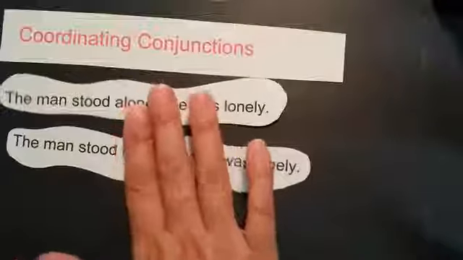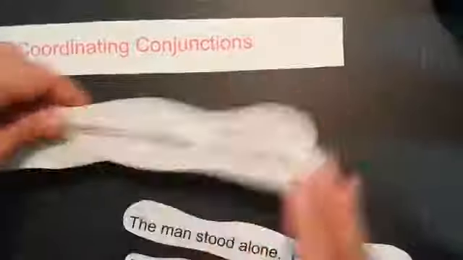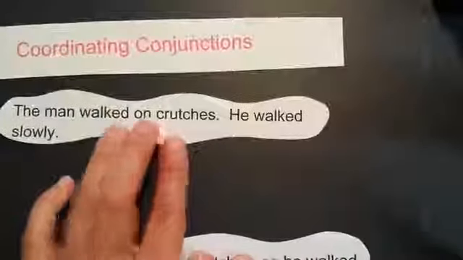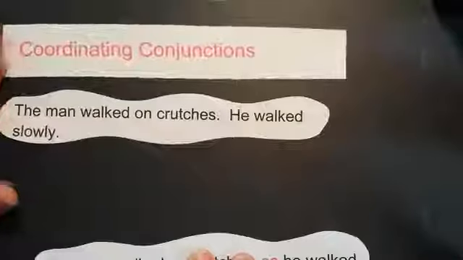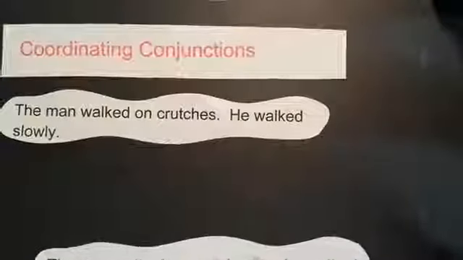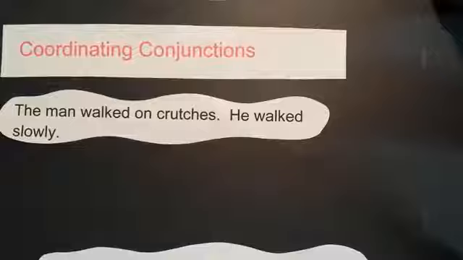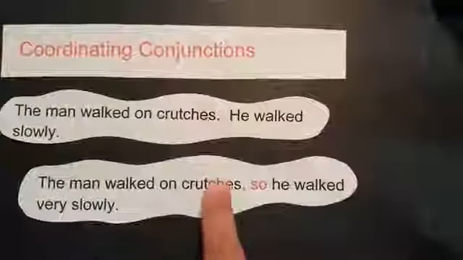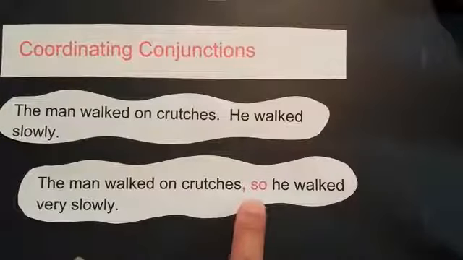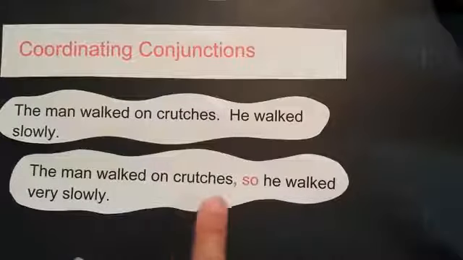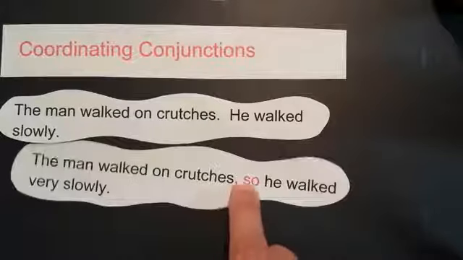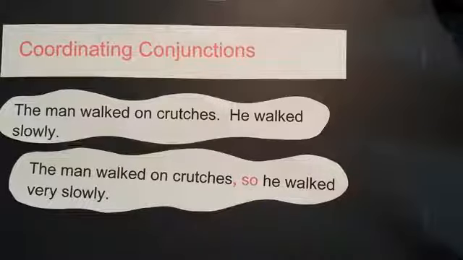Okay, so let's look at another one. Kind of boring by itself. The man walked on crutches. He walked slowly. That's something an elementary student would probably write. Very simple, very straightforward, also not very interesting. But we can combine those with a coordinating conjunction and make it a much more interesting sentence. The man walked on crutches, so he walked very slowly. Notice our comma, notice our coordinating conjunction.